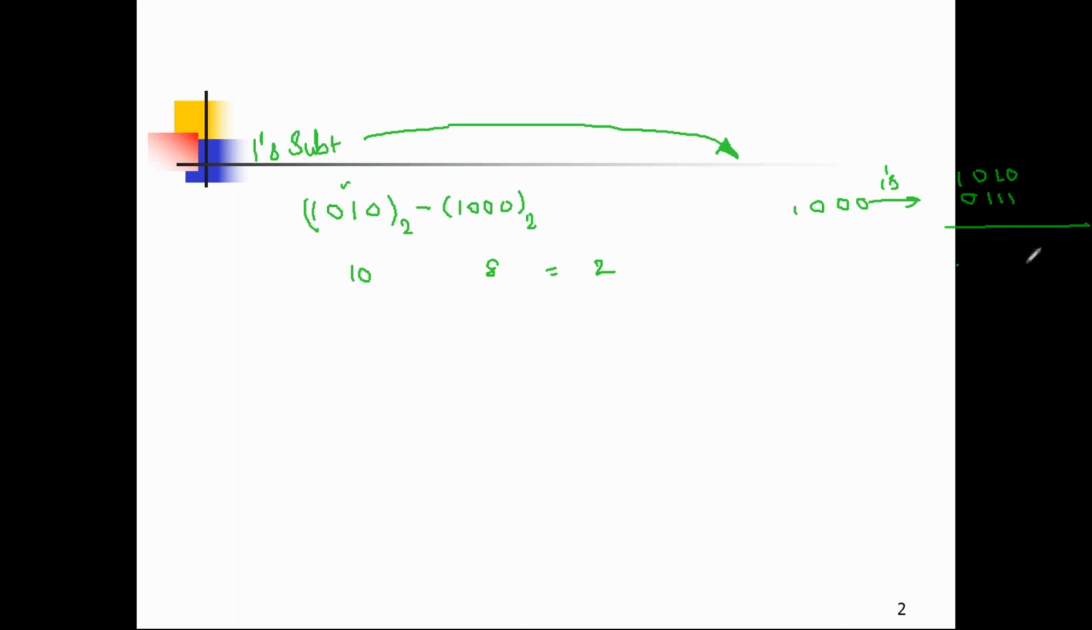Now I'm going to add these two. 0 plus 1 is 1. 1 plus 1, sum is 0, carry will be 1. So 1 plus 1 again, sum is 0, carry will be 1. That 1 comes to here. Please listen. Then sum is 0, carry will be 1. This is a very important thing in this particular case of problems.